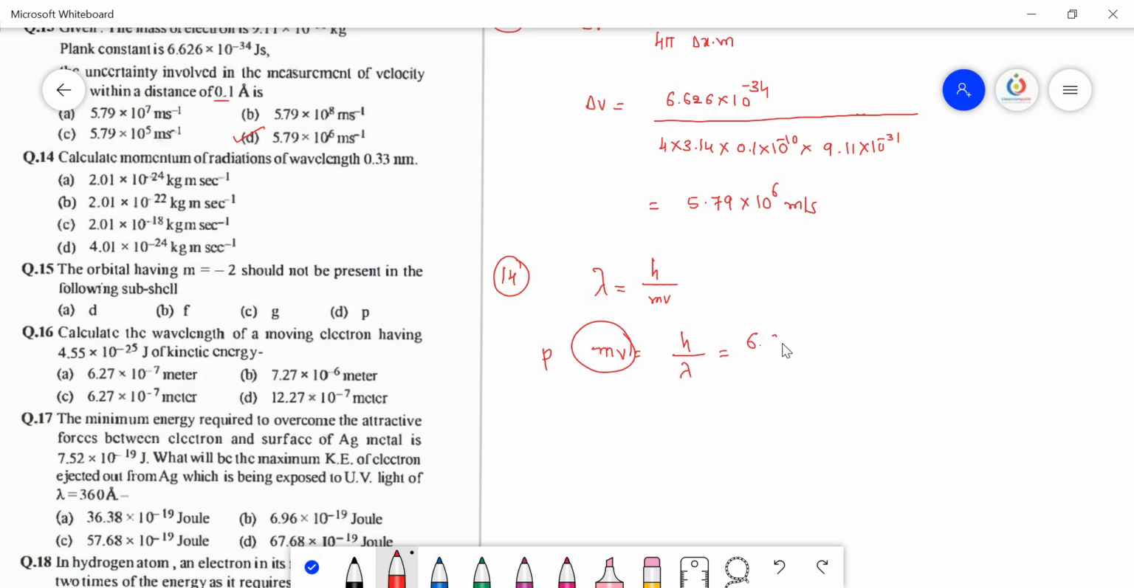Let's substitute the lambda value and h value here. It is equal to 6.625 into 10 power minus 34 joule seconds divided by 0.33 nanometers. It is given in nanometers, so just convert into meters: 10 power minus 9 meters. If we solve this, we shall get 2.01 into 10 power minus 24 kg meter per second. So option A is true.